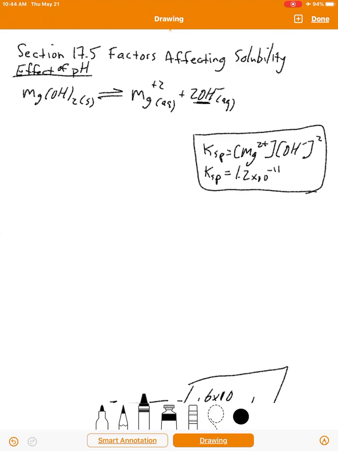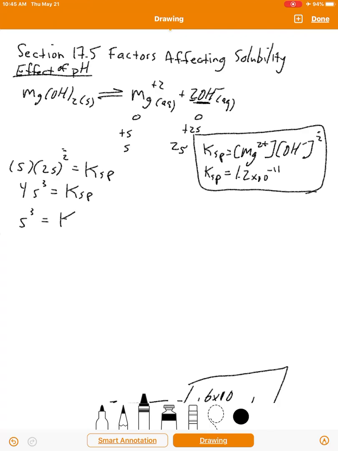What I'm going to do is say, okay, this is initially 0 and 0. Q is 0, so that means you get plus S. Now notice there's a 2 there, so plus 2S. So at equilibrium, we have S and 2S. So S is the magnesium concentration, 2S is the hydroxide concentration. That would be equal to KSP. Notice the square there? So this 2 squared is 4. So this is 4 times S squared, that's S cubed, is KSP. So I'm going to solve for S, and that will give us the hydroxide concentration.